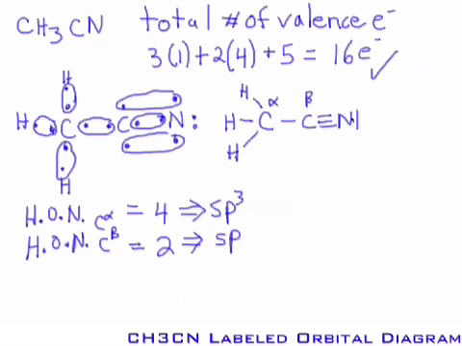And lastly, H.O.N. for nitrogen. Hybrid orbital number for my nitrogen equals what? Nitrogen has a carbon attached to it, 1, and a lone pair, 1, plus 1 is 2. It's also sp. So we're ready now to begin building a labeled orbital diagram, and we can erase this.